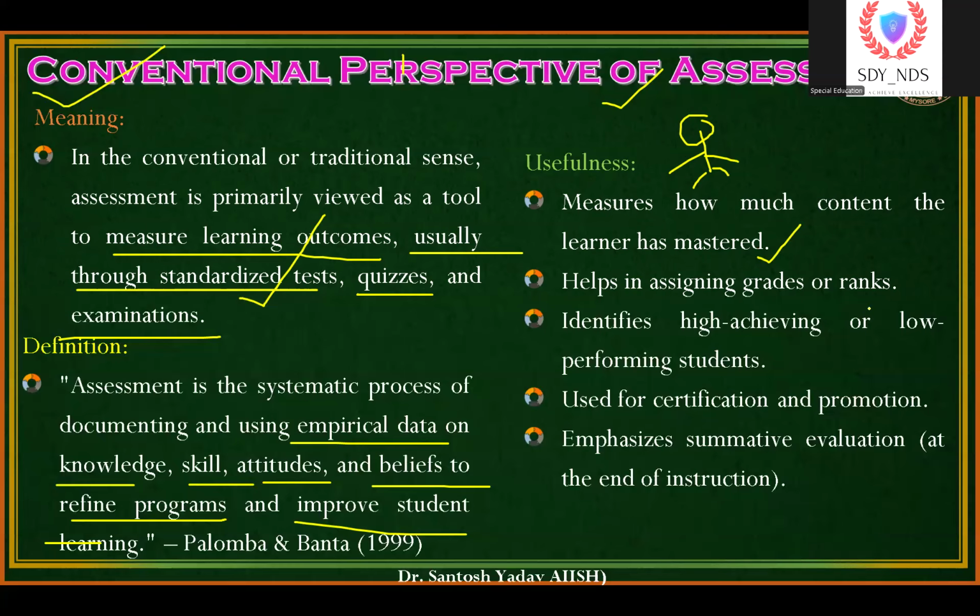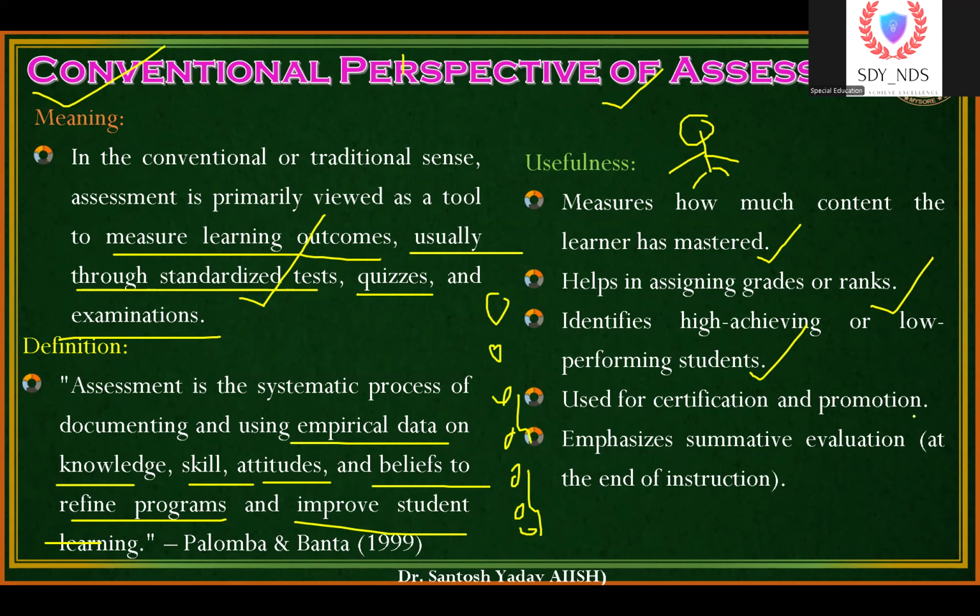It helps in assigning grades and ranks. On the basis of result and marks, we can assign first class, second class, third class, and first rank, second rank, third rank. It also identifies high achieving or low performing students. Like there are 40 students, how many come under the higher level, how many under the middle level, and how many under the lower level. That also we can assign with the help of the conventional perspective of the assessment.